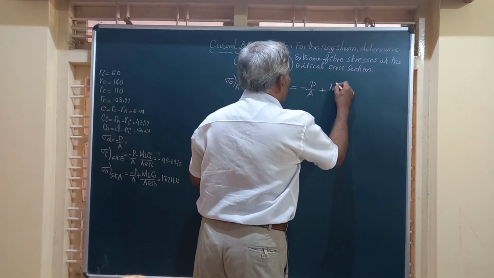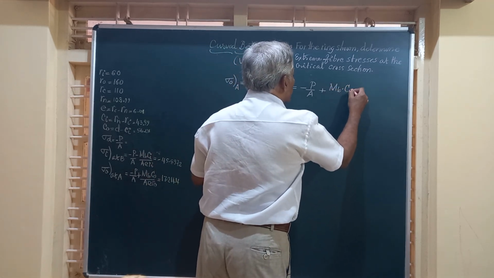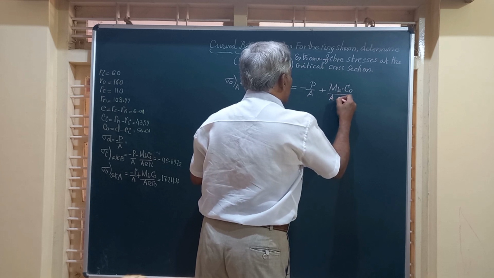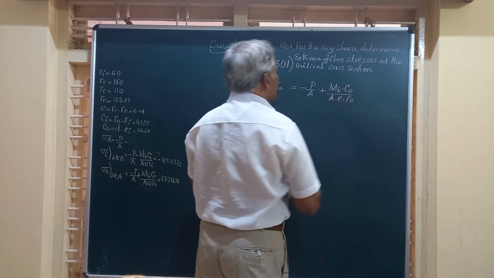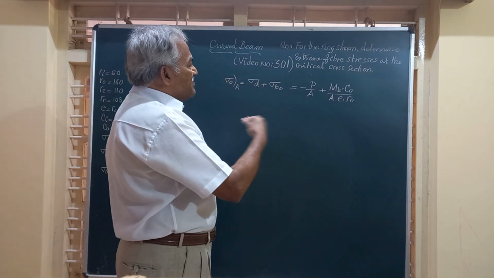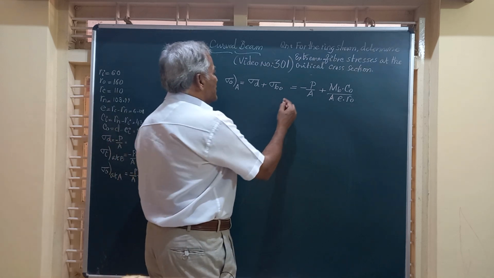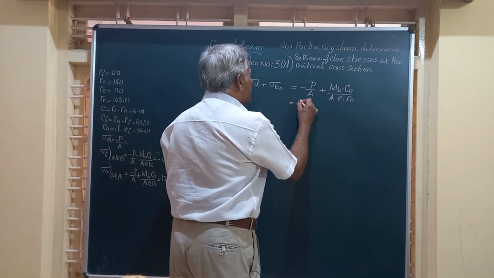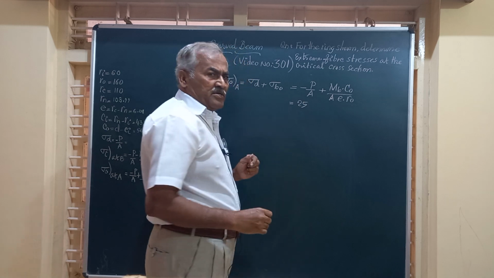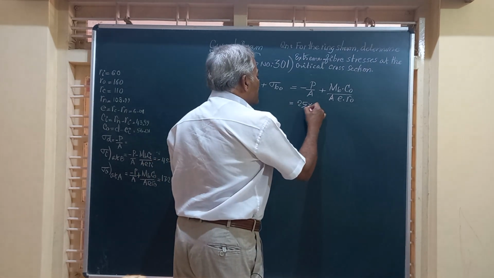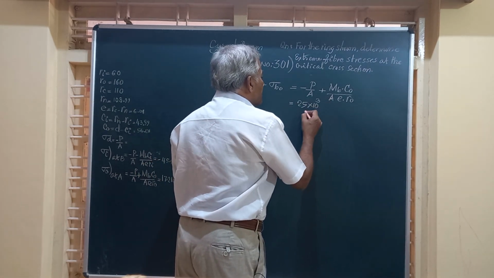This is plus MB C naught divided by A E R naught. This is the formula. So if you are able to substitute these values, you will get the answer. So friends, P is given to be 25 kilonewton, that I am going to convert to Newton by multiplying by 10 to the power of 3.